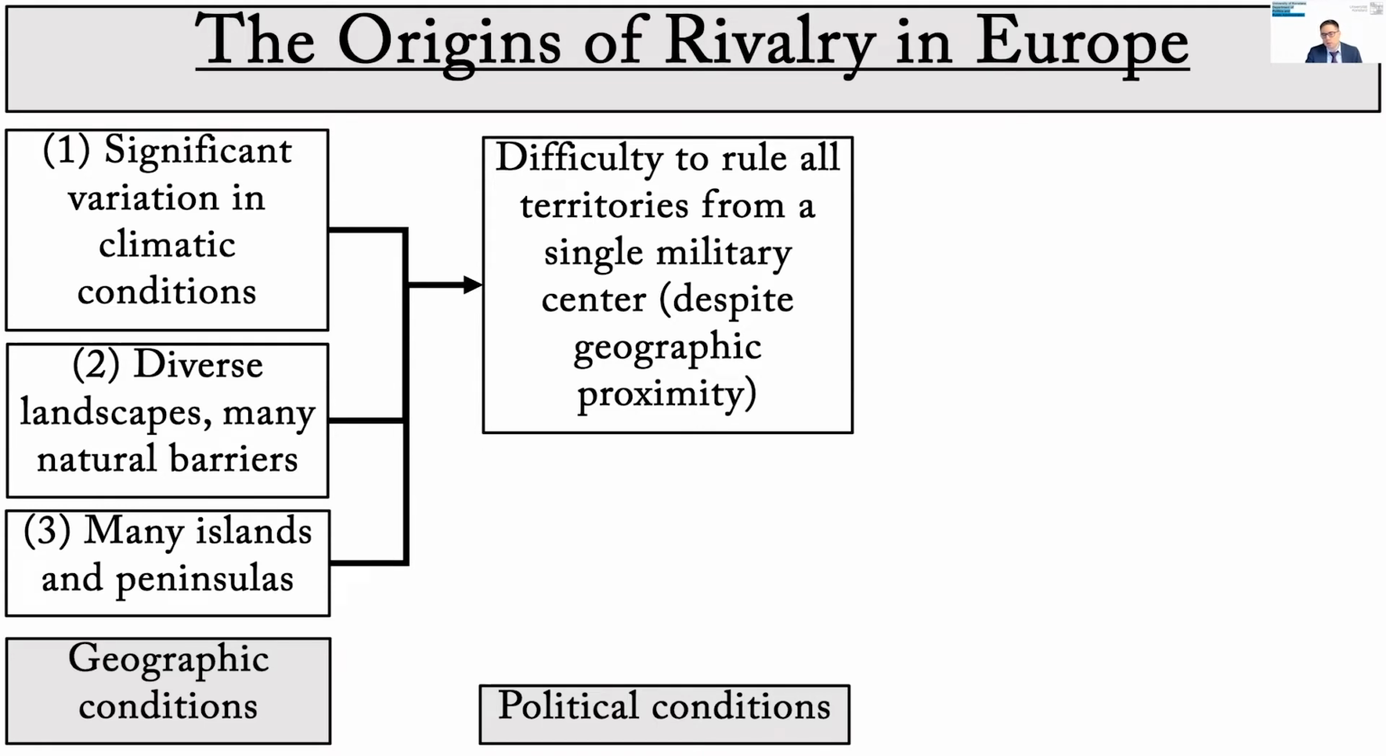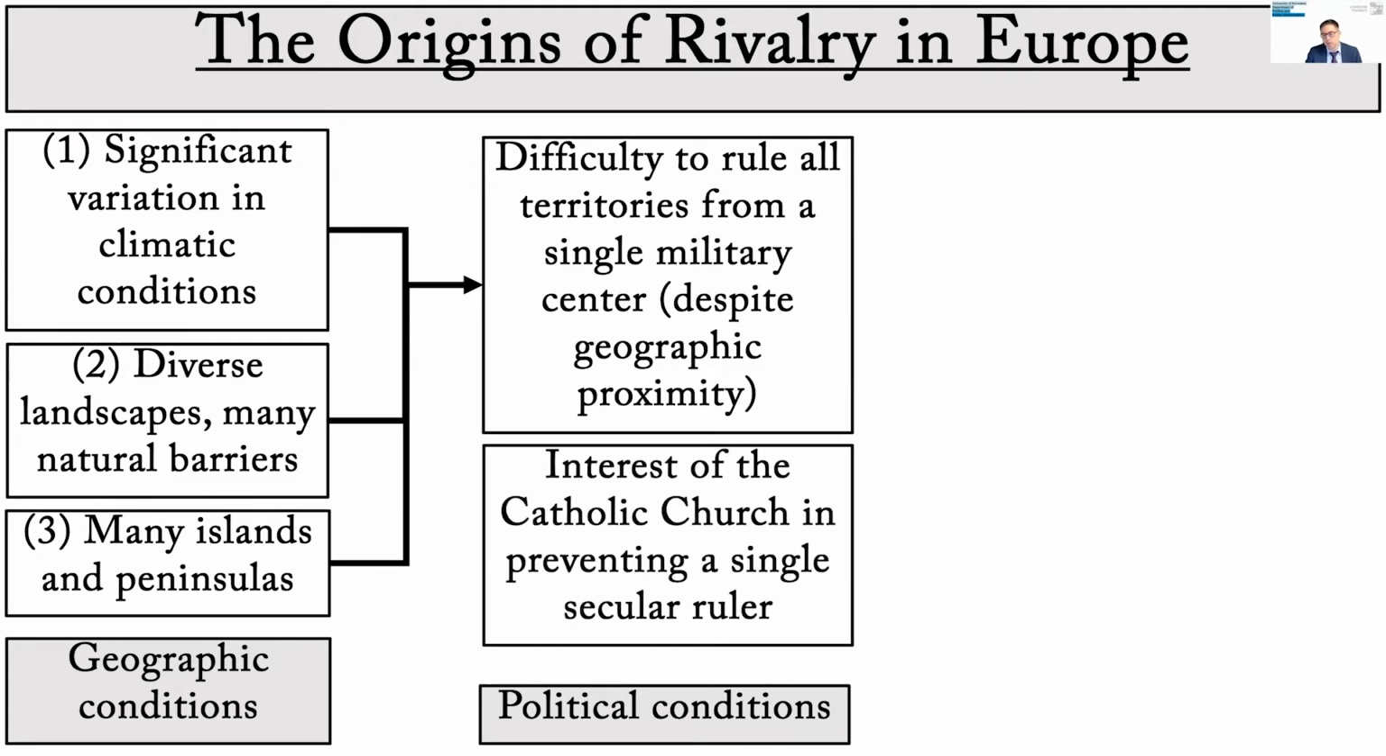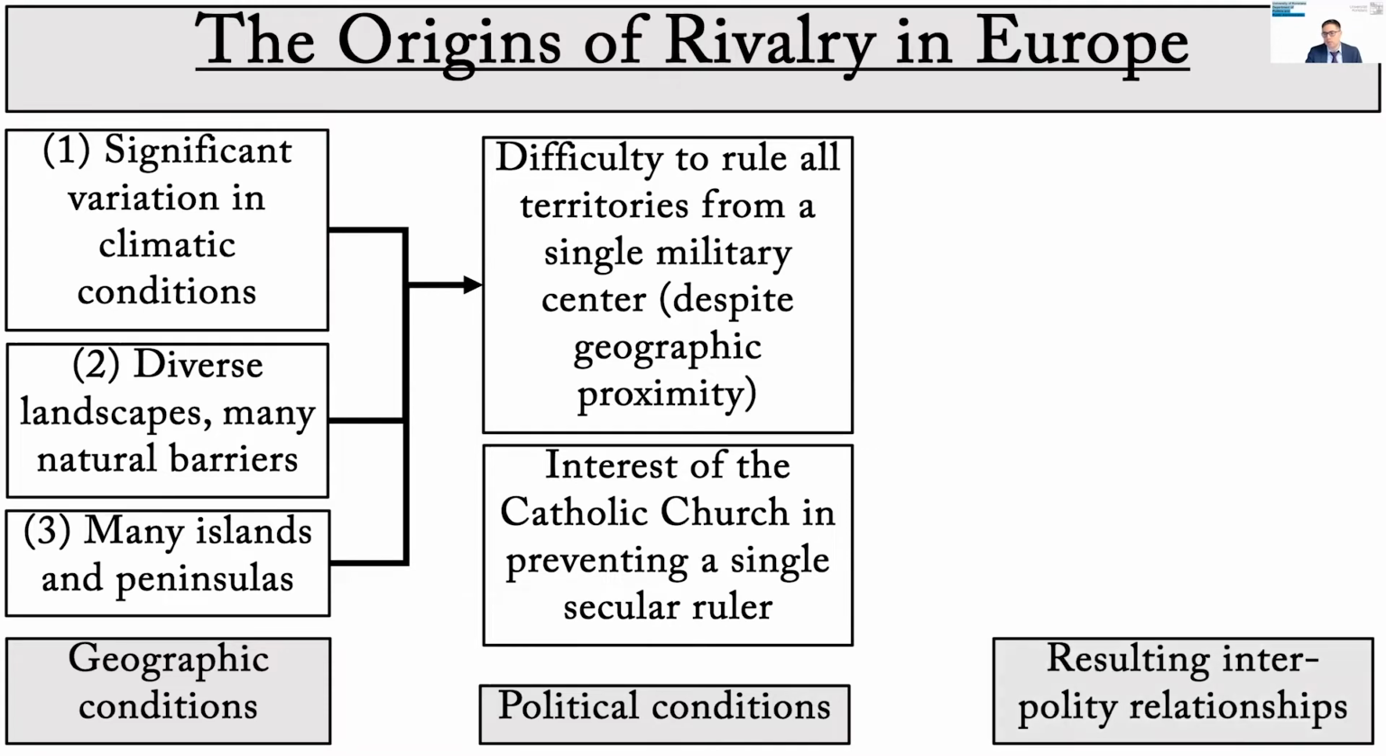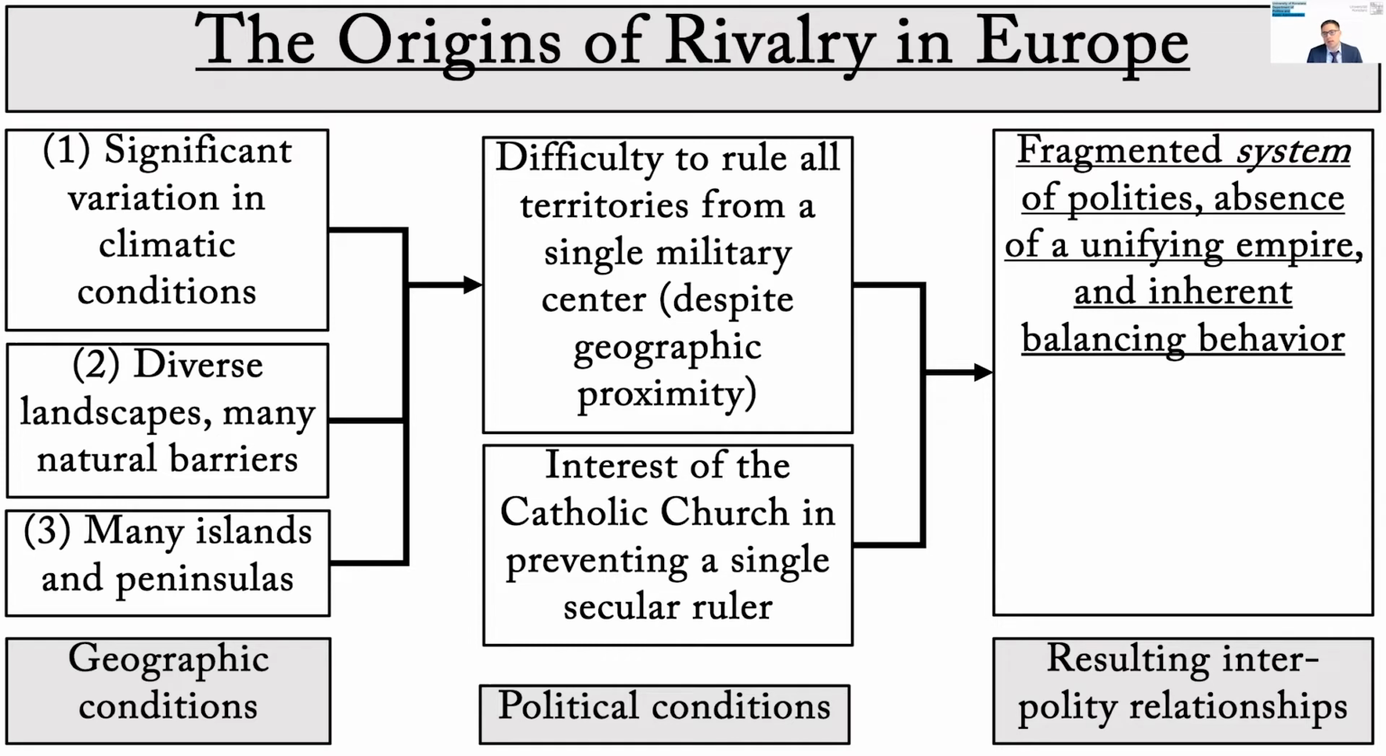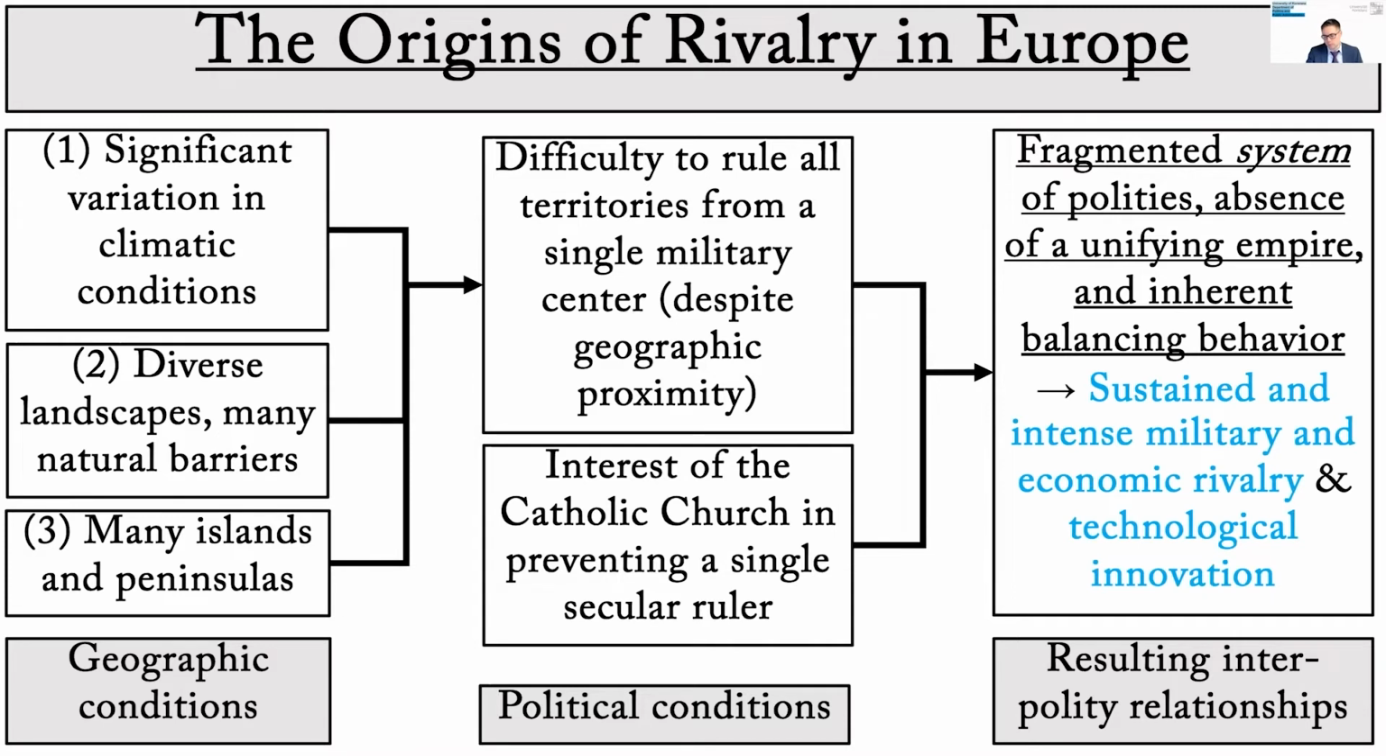But then there are also political conditions. And most importantly here, the role of the Catholic Church, which was highly interested in preventing a single secular ruler. All of this contributed to the emergence of the system of inter-polity relationships, where we had a highly fragmented system and not a unifying empire, including balancing behavior by states that contributed to preventing a hegemon. So we have sustained intense military and economic rivalries and constant technological innovation, which is important because that will play a role in my next argument.